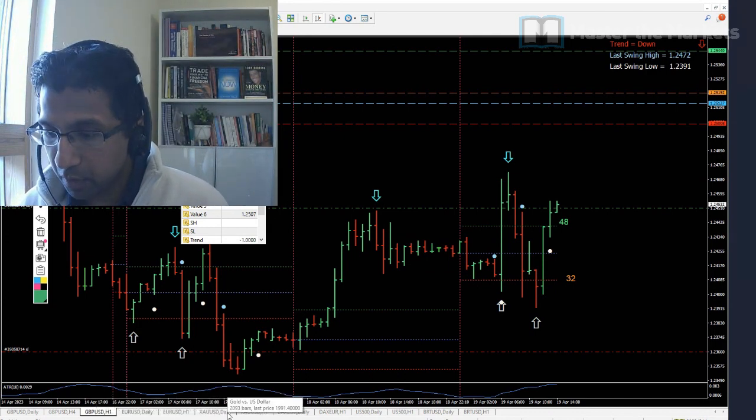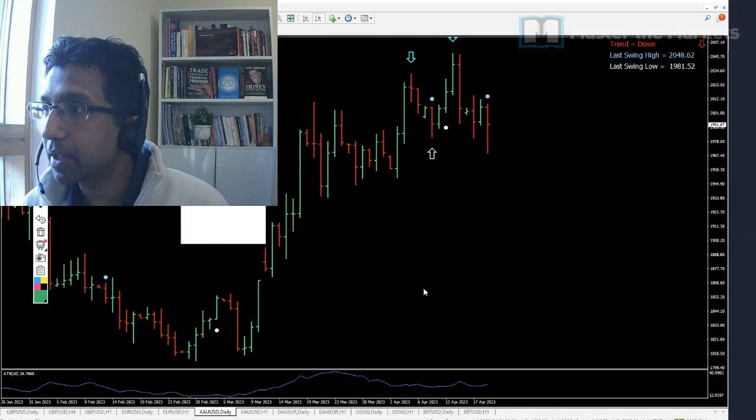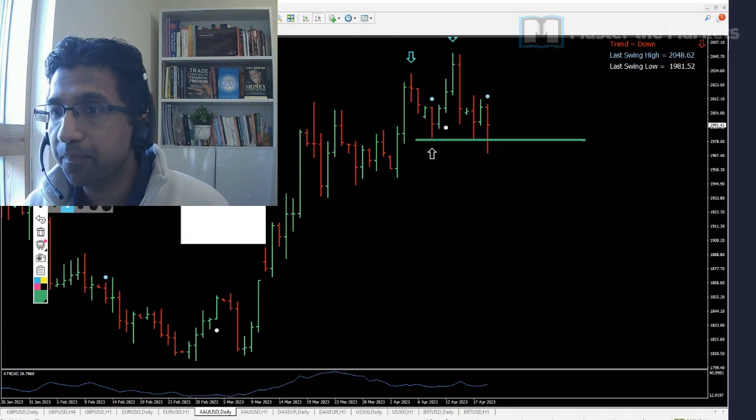Now, in terms of gold, let's take a look at gold over here. So we got on the downside, this has done a price structural failure here.